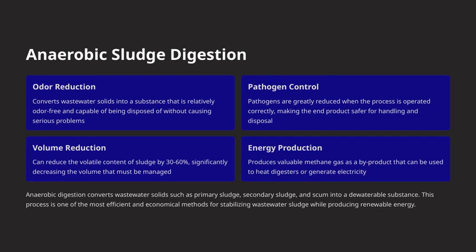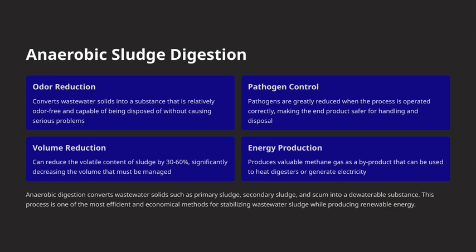Today, I want to talk about anaerobic sludge digestion and its key benefits. First, odor reduction is a major advantage. This process transforms wastewater solids into a substance that is relatively odor-free, making disposal much easier and less problematic for the environment and surrounding communities. Next, pathogen control is crucial. When operated correctly, anaerobic digestion significantly reduces harmful pathogens, ensuring that the end product is safer for handling and disposal.